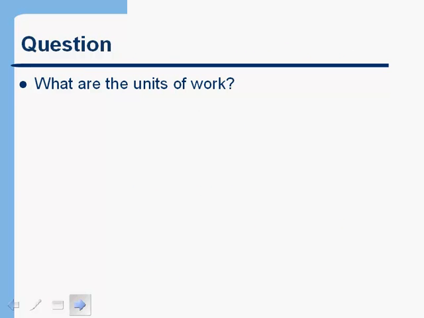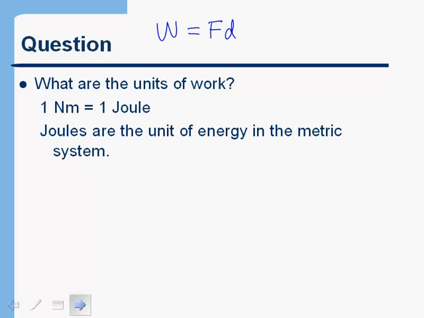Let's look at what the units of work are. Since we know that work is equal to force times distance, that means that the units have to be the units of force, which are newtons, times the units of distance, which are meters. And because work is such an important concept, we give that a new unit, which is the joule. So the joule is the unit of energy in the metric system.